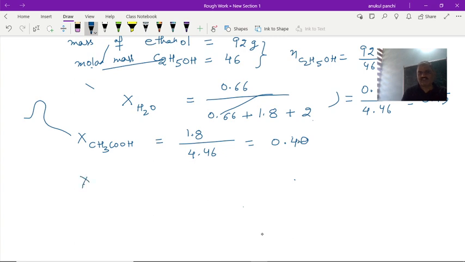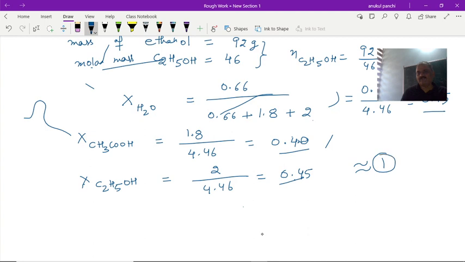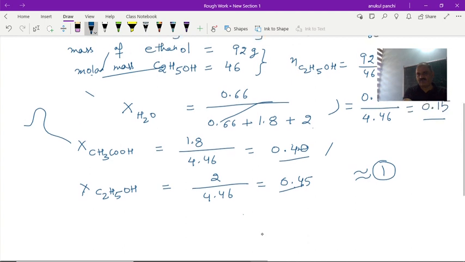And finally, you can calculate the mole fraction of ethanol, which will be the number of moles of ethanol divided by all the components, and it will come out around 0.45. If you add this value, this value, and this value, these should roughly come around 1. If it is around 1, that means you are on the right track, your answer is right.